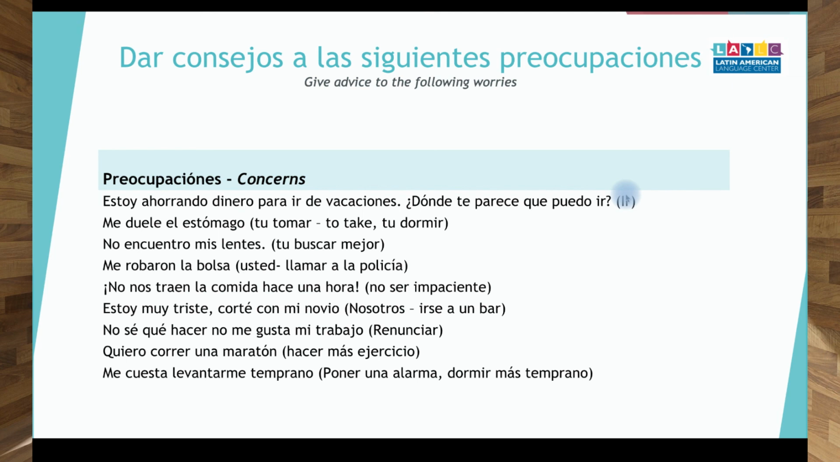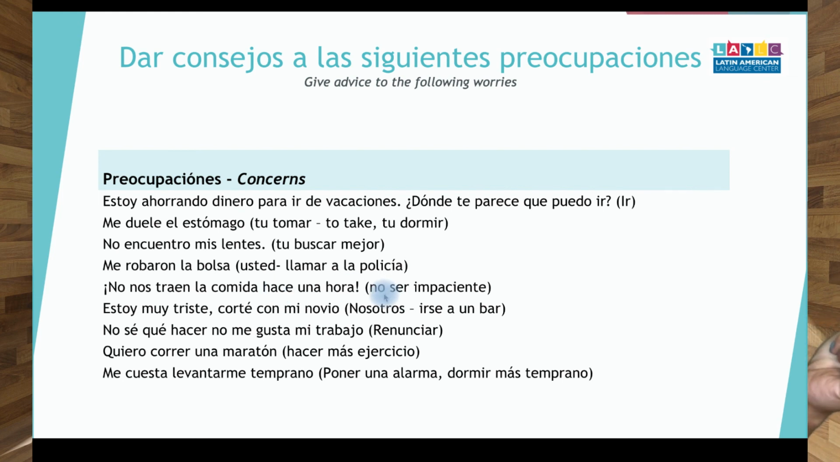Or for example, let's say, no encuentro mis lentes. So we can practice the direct object and indirect object. No encuentro mis lentes. Oh, búscalos mejor. Search for them better, you know. Búscalos mejor. You see, that's advice, not an order. Or for example, no nos traen la comida hace una hora. They haven't brought us the food in one hour. So you can say, no seas impaciente. Don't be impatient, you know.